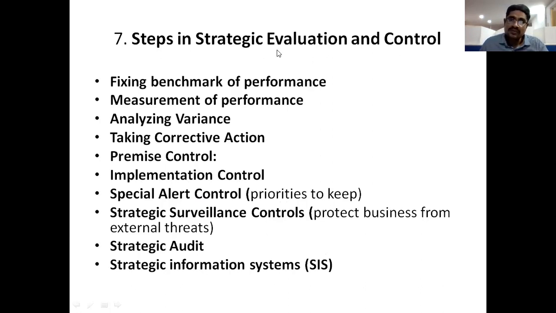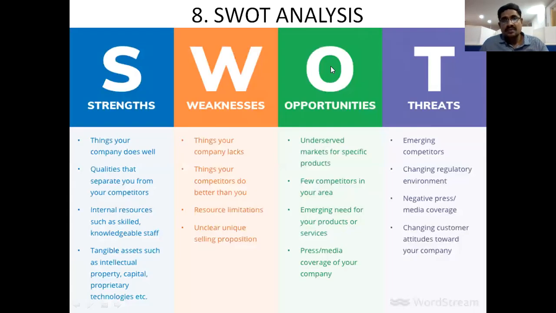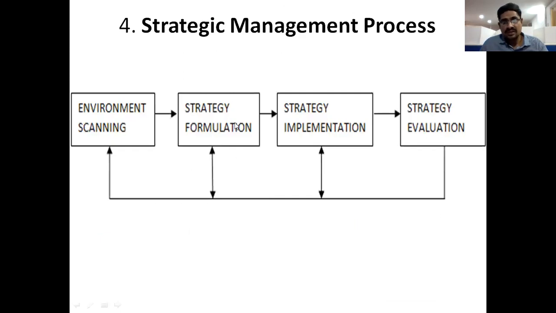So what is the meaning of strategic control? Already I told you in the previous slide. So strategic evaluation control means, as I already told you, this is strategy formulation and this is strategy implementation. So controlling means identify the gap between these two and try to fill this gap by using some techniques. Those techniques are called strategic evaluation control.